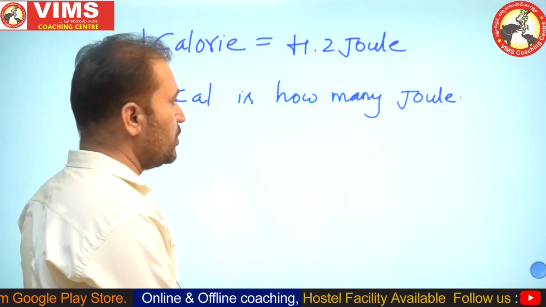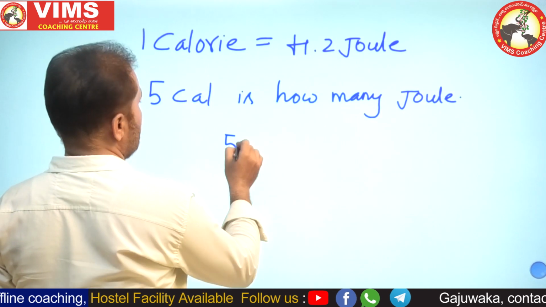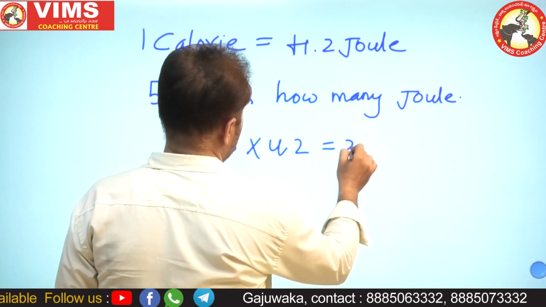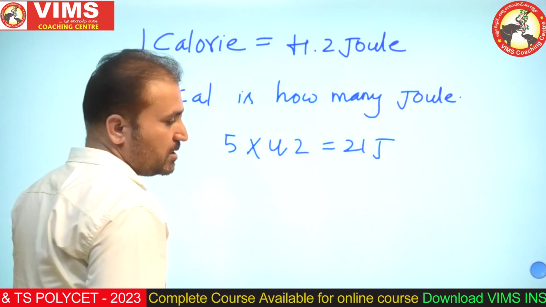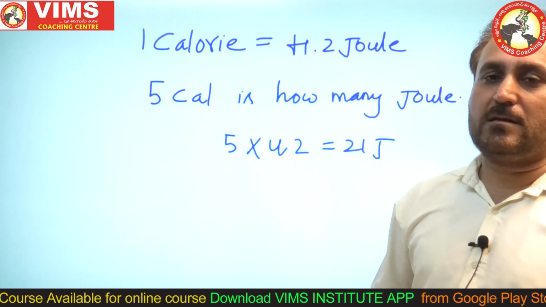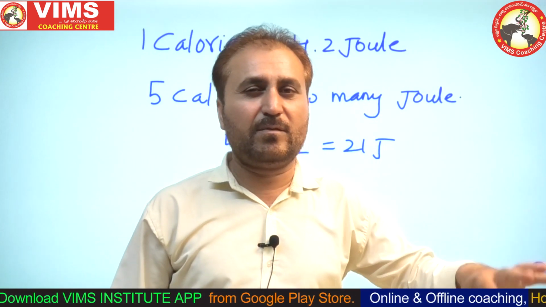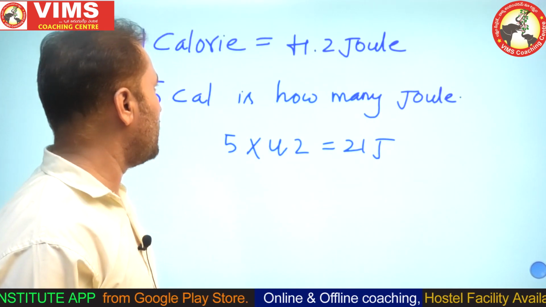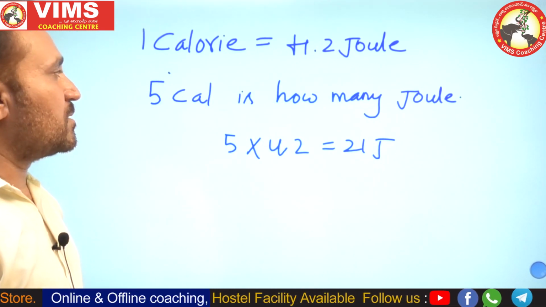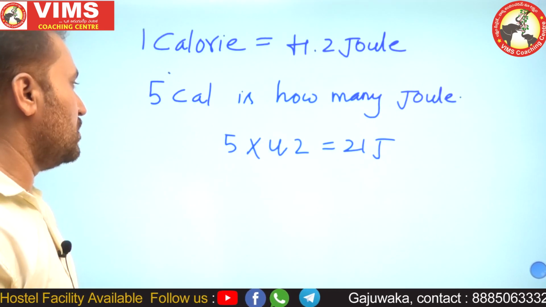So simply what are you going to do? You just multiply: 5 calories means 5 into 4.2, that gives you 21 joule. Is that clear? It's just like a unitary method. One chocolate costs 2 rupees, 5 chocolates cost how much? In the same way, 1 calorie approximate value is 4.2 joules. 5 calories is how many joules?